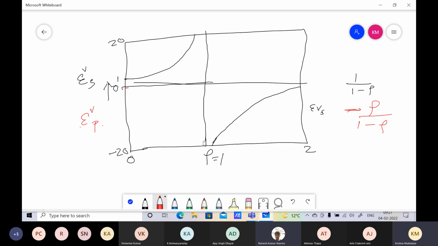At rho equal to 0, EV by S will be 0, right? Just the numerator is 0. The denominator is not 0, so it's all right. It's 0 over 1 minus 0, right? And as we increase rho to 1, again it is going to minus infinity.